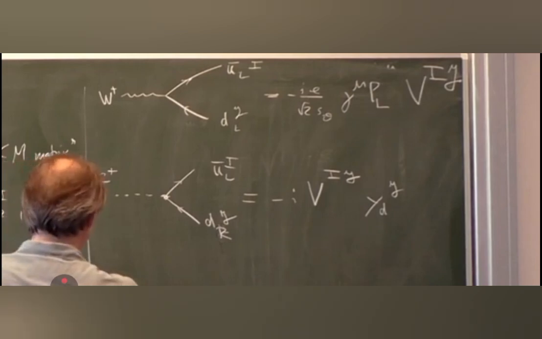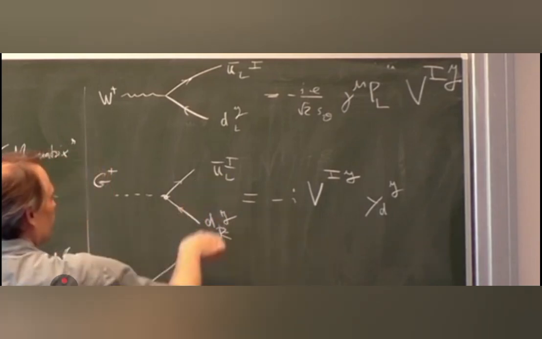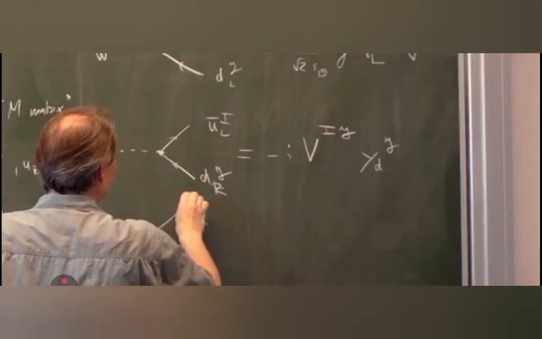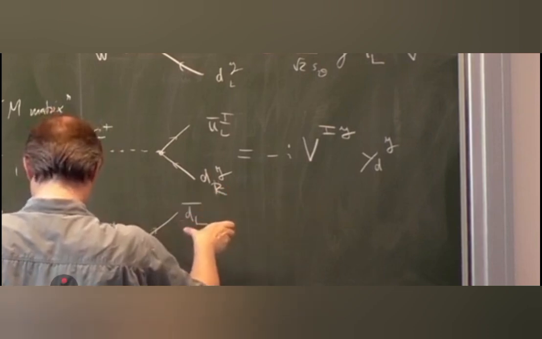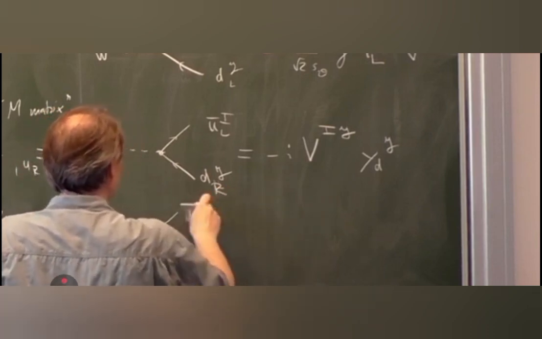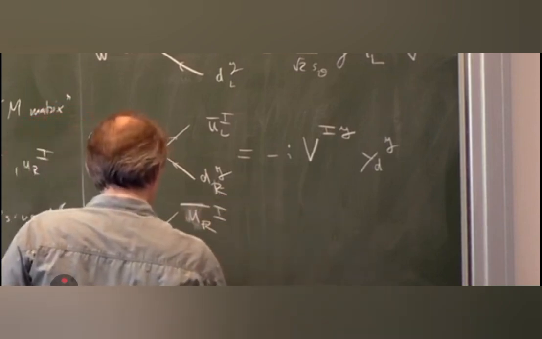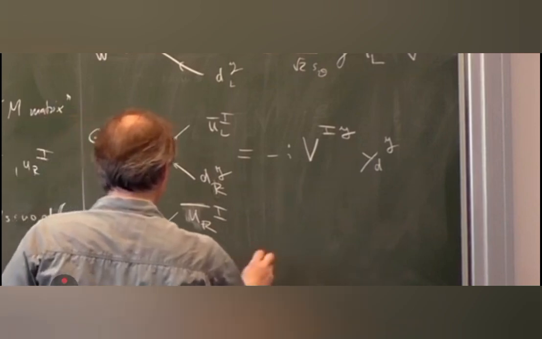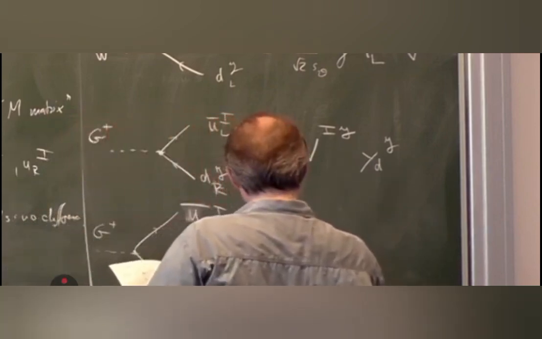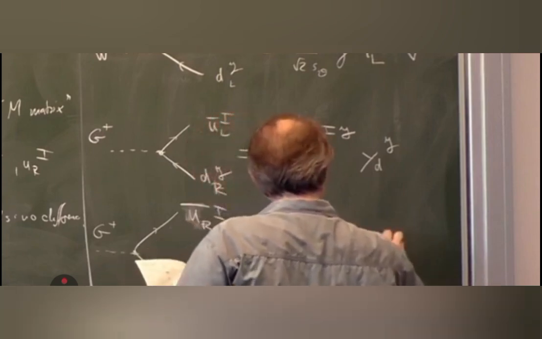And there is another charged Goldstone interaction where left-right is reversed. Here left-handed, let's put it that way. Right-handed up quark bar index i and left-handed down quark j. This is given by plus i Yu i complex conjugated times V ij.